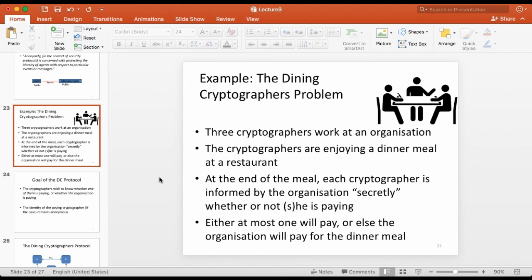Now, towards the end, either at most one will pay or the organization will pay for the dinner. So the idea is that they go out for a meal. At the end, they decide whether one of them is going to pay for the meal and not claim the expenses, or that they will decide that their organization or employer will be the one paying for the meal instead.